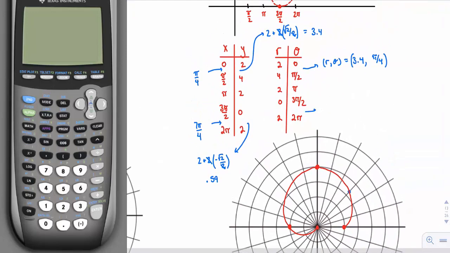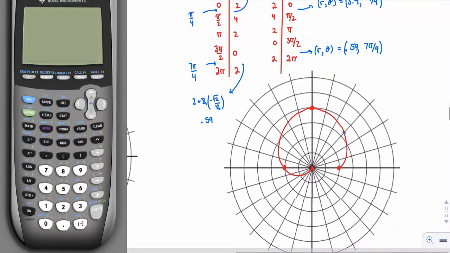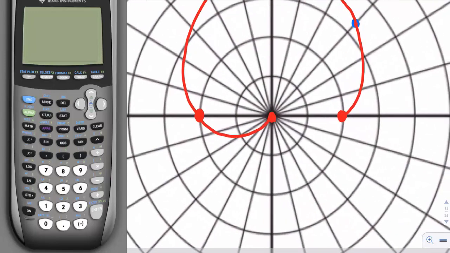Okay, so I come over here, I flip those points around. This point right here is going to be r, theta is 0.59, and then we have, again, 7 pi over 4. So 0.59 puts you about right there. And we're going to go 7 pi over 4, which is about 315 degrees. Puts me way over here. So it puts me right at that point.